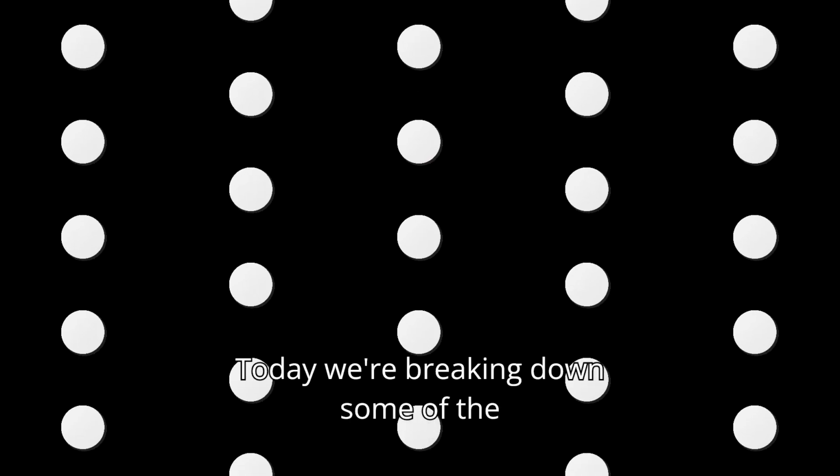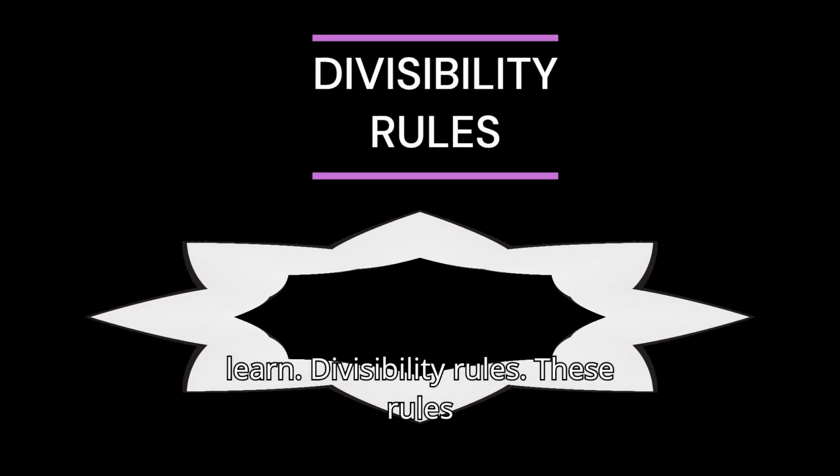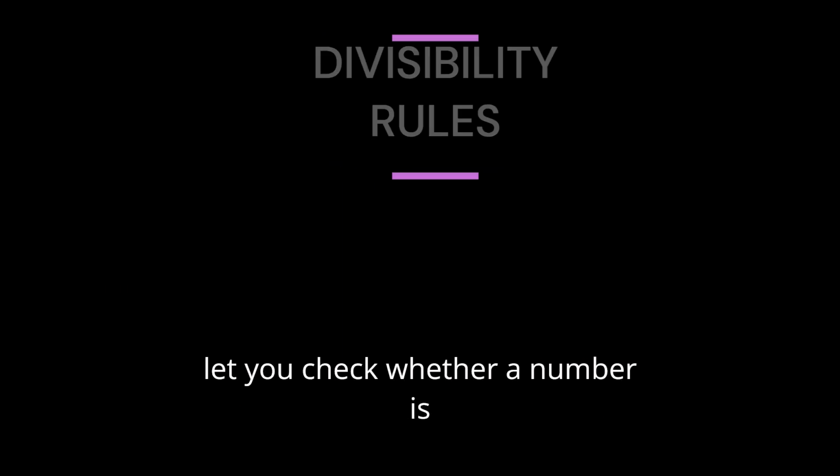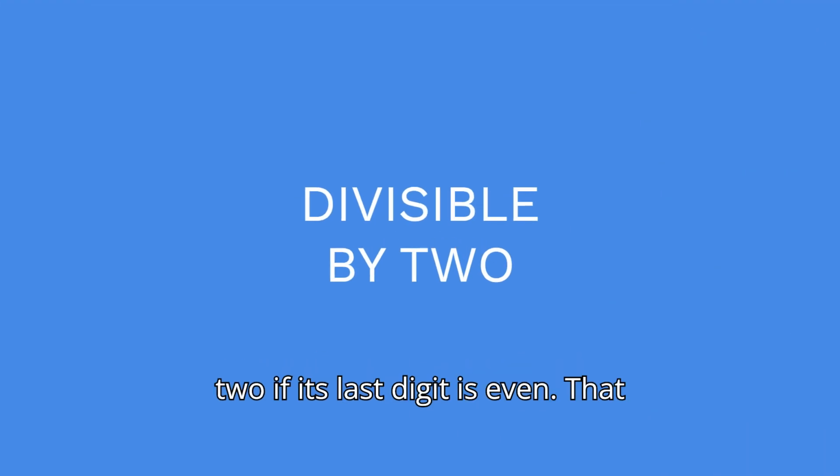Today, we're breaking down some of the most useful math shortcuts you'll ever learn. Divisibility rules. These rules let you check whether a number is divisible by 2, 3, 5, 7, or 11 without doing long division. A number is divisible by 2 if its last digit is even.